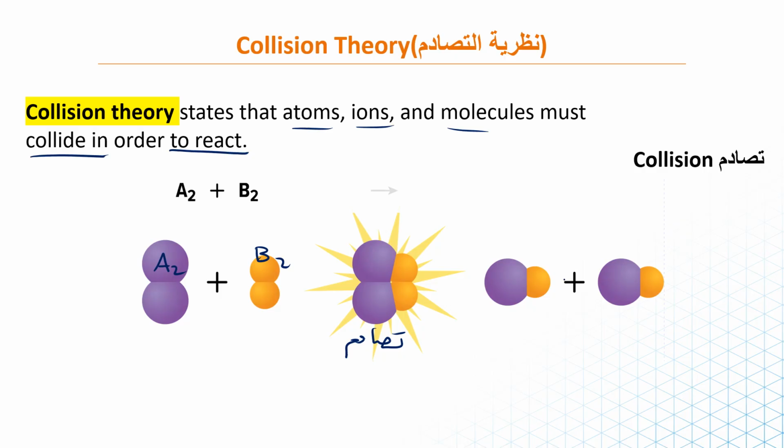And then they will create the product, okay? So this is AB and this is AB. That's why we have 2AB here. تمام؟ هذه نظرية التصادم. Very easy, right? But do you think all collisions are going to produce products? هل كل التصادمات بتكون لي أو نواتج؟ No.